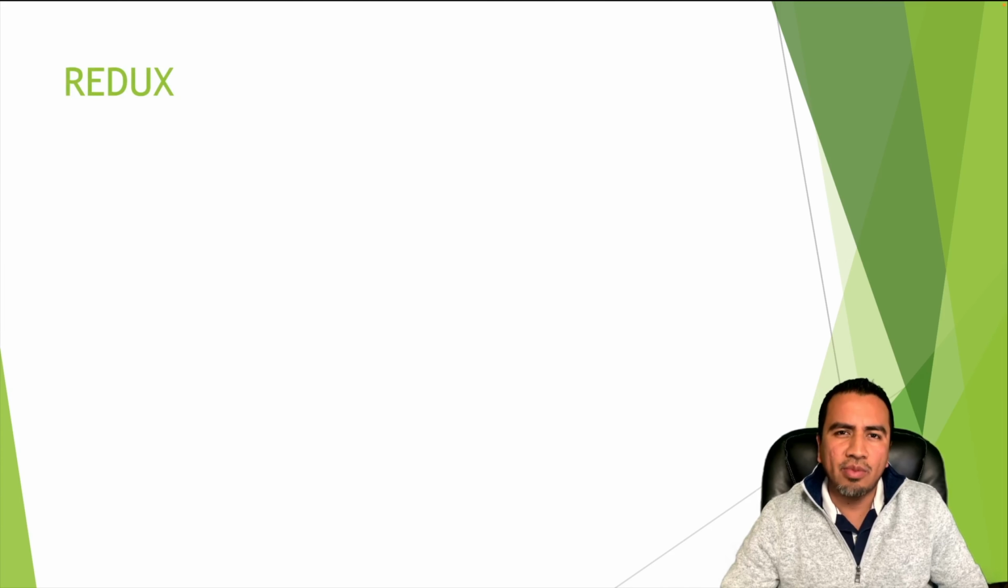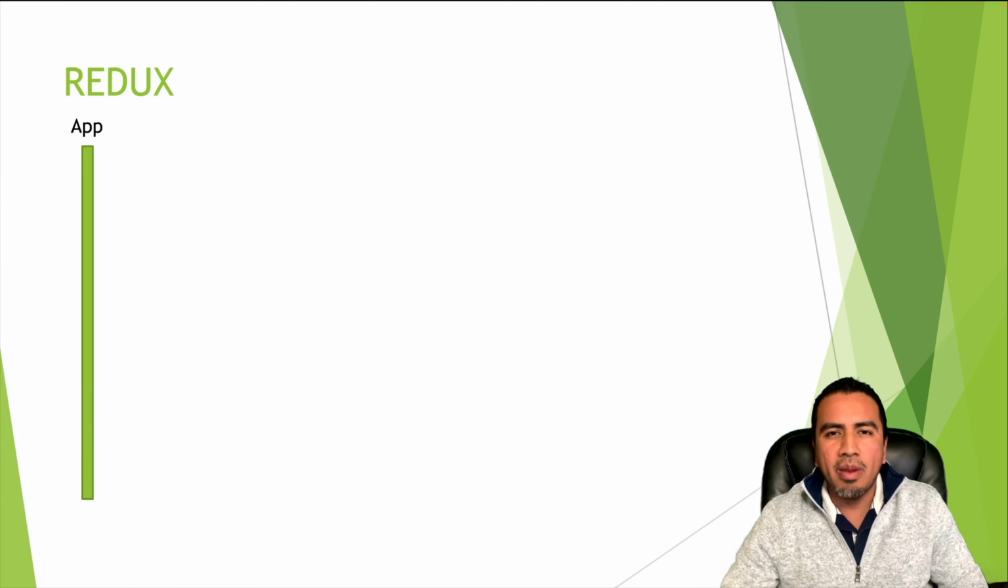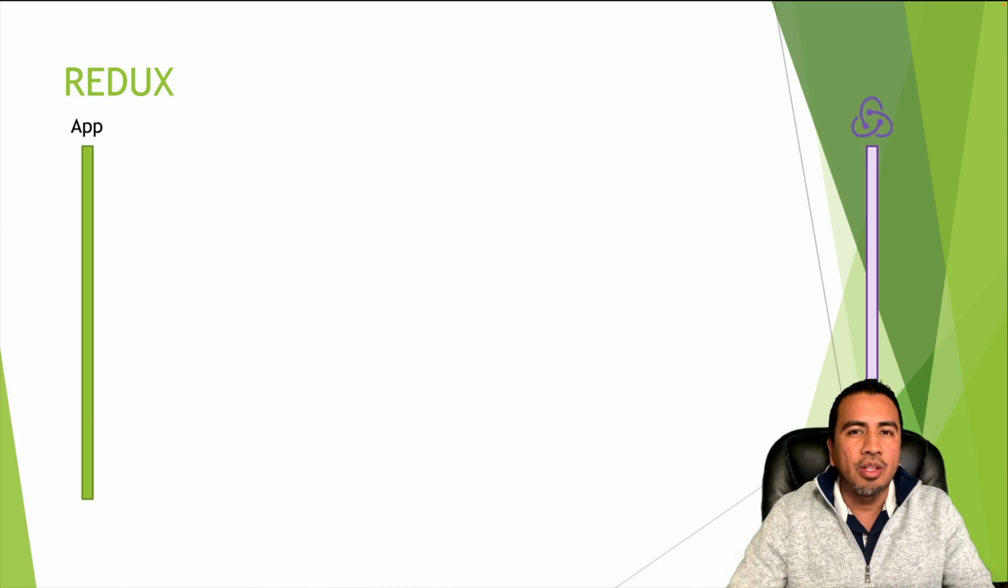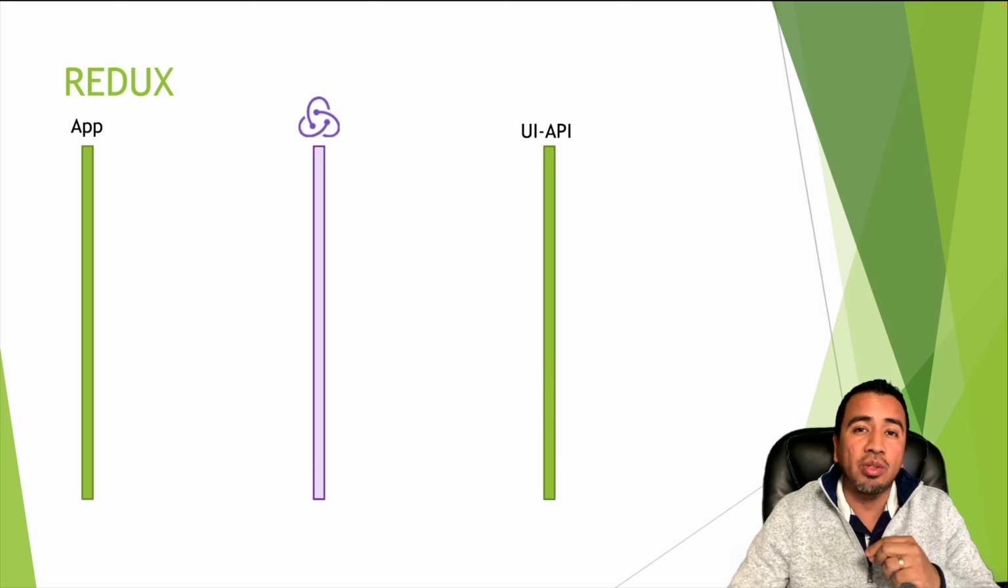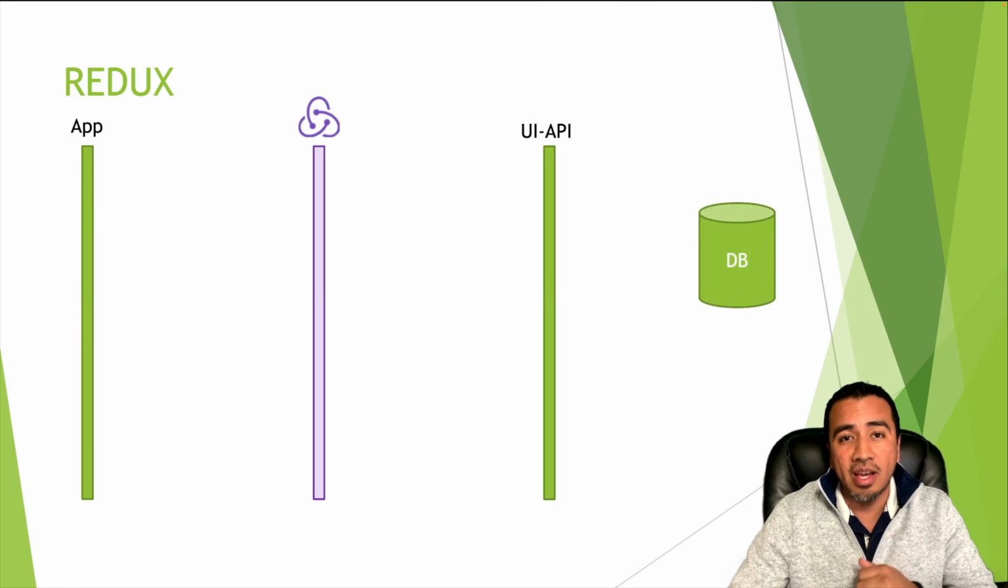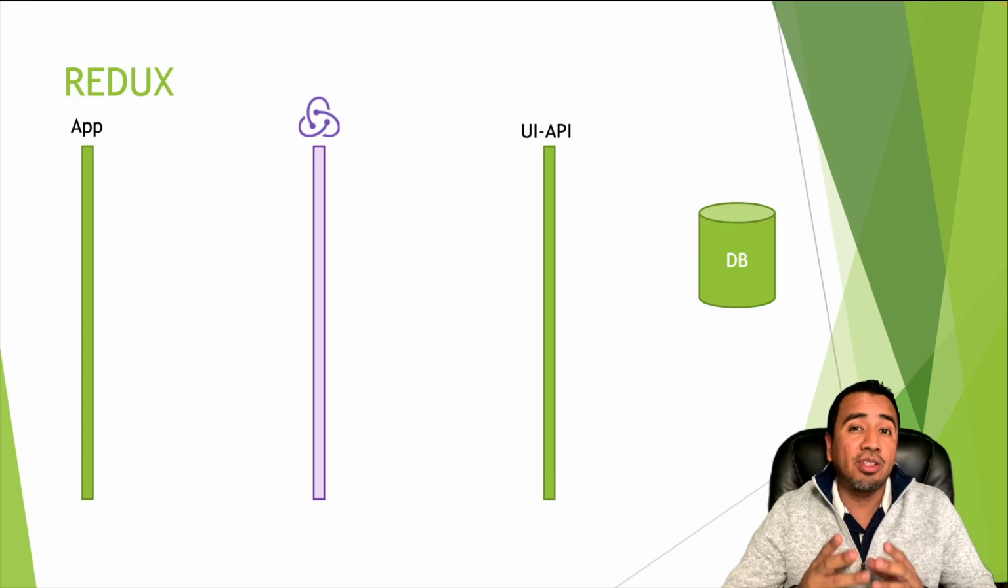Now, what if we add Redux to the equation? Remember that when our application uses generic components, those components are injected with JSON structures of business information. To implement Redux, we will also need to implement a UI API that will internally talk to the database. So now let's talk about how generic components and Redux help us with scalable single-page applications.